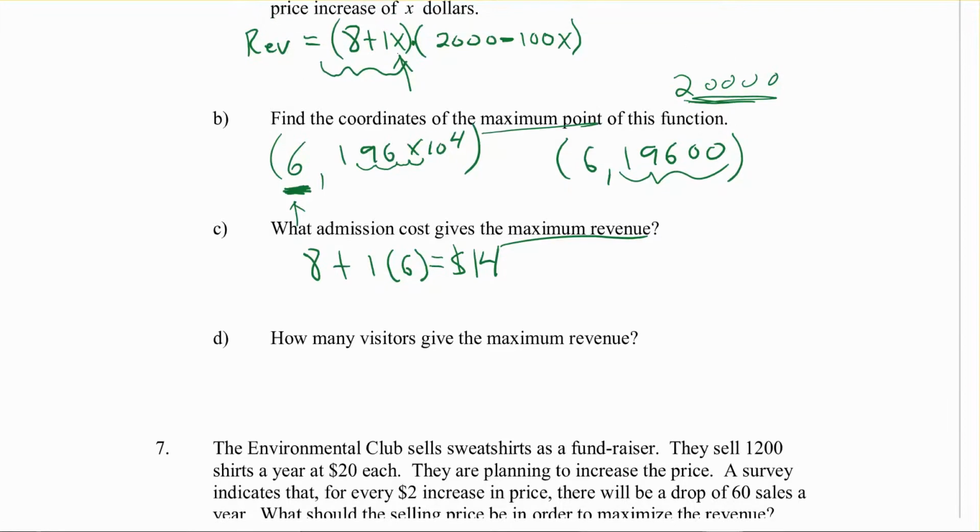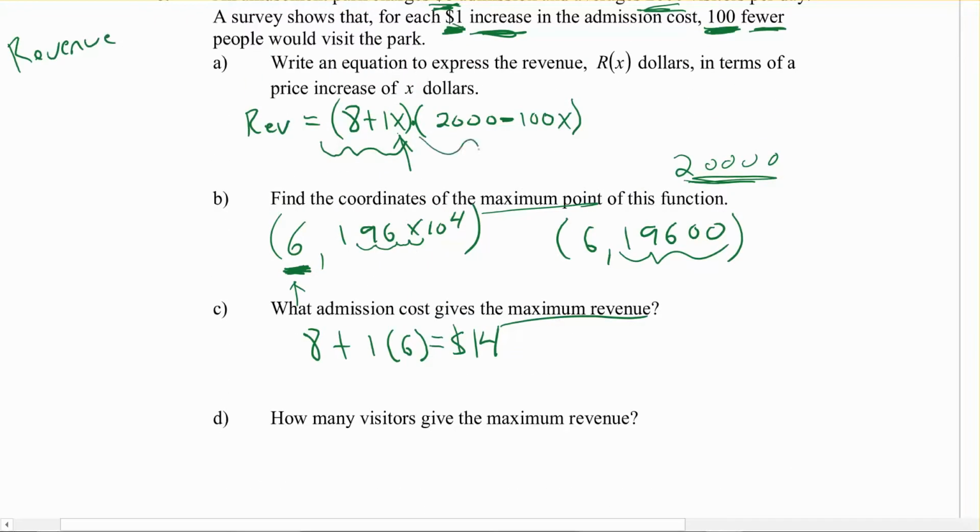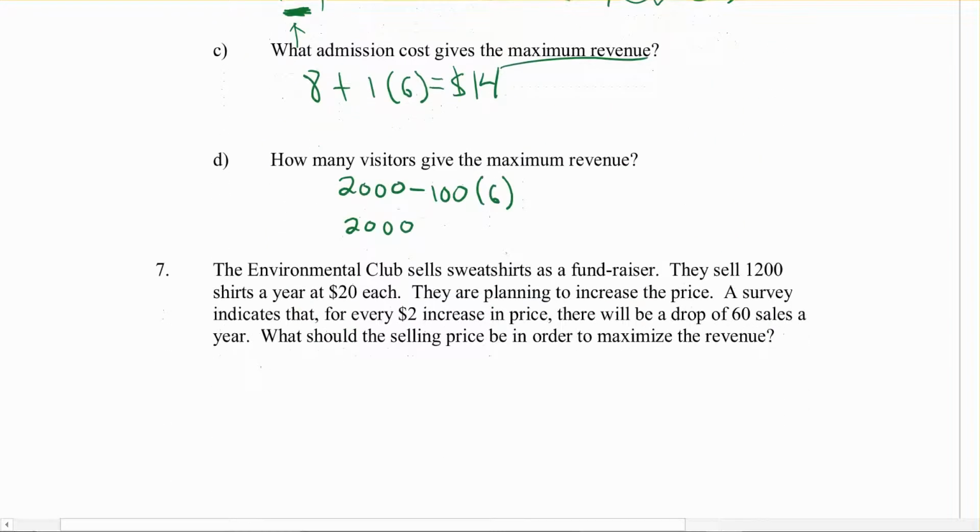How many visitors give the maximum revenue? Remember now, these were our visitors. So again, it was when x was equal to 6. So we're going to pop a 6 in place there. We started off with 2,000 minus 100x, but now we're going to put a 6 into there. So this becomes 2,000 minus 600, which is 1,400 people. Peeps. Sure. Okay, so those are those kind of questions.